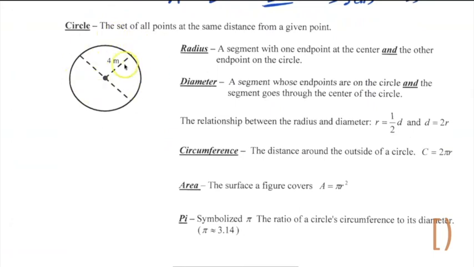But first, let's remind ourselves what a circle looks like. This is a circle. It's all points the same distance away from a given point. That given point is our center. So let's go over some key terms. A radius. A radius is the distance from the center to the endpoint. That'll be our radius right there.